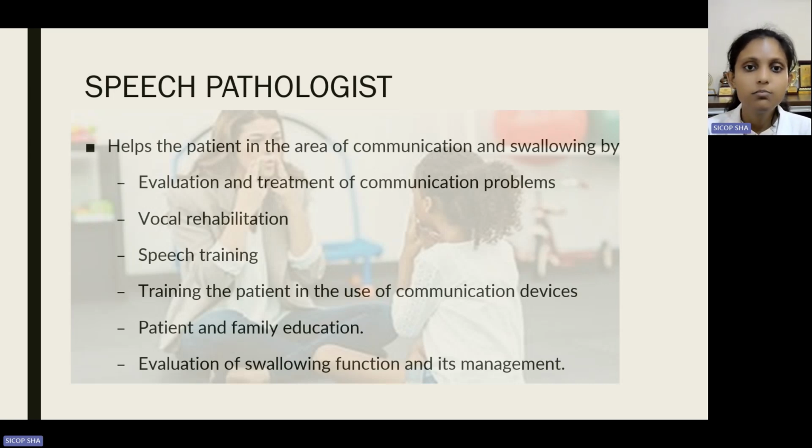Then vocal rehab is started, then speech training is also received, and they train the patient in the use of communication devices, if applicable. Then the patient and family are educated on how to use the devices and what needs to be done. They also evaluate the swallowing functions, and if they detect any problem, they give management for the same. So basically, they help the patient in the areas of communication as well as swallowing.